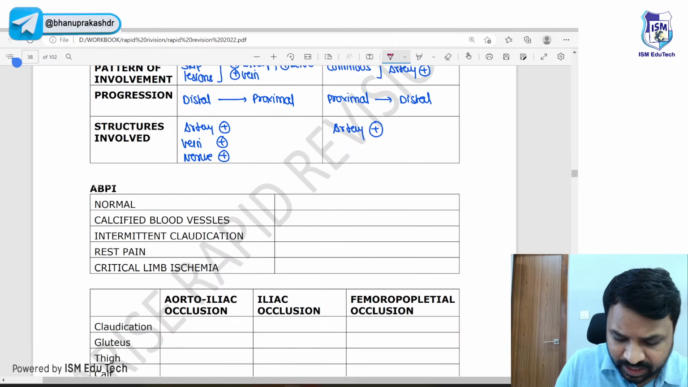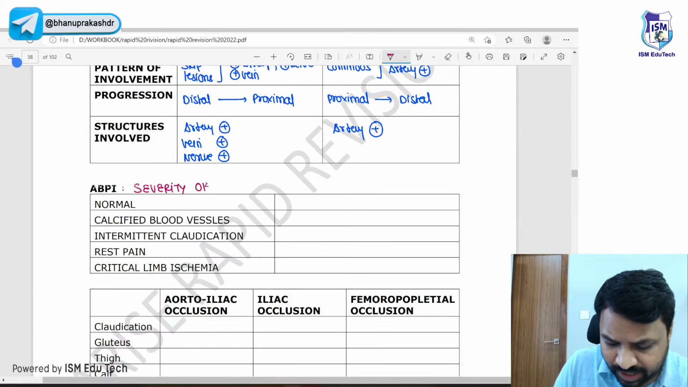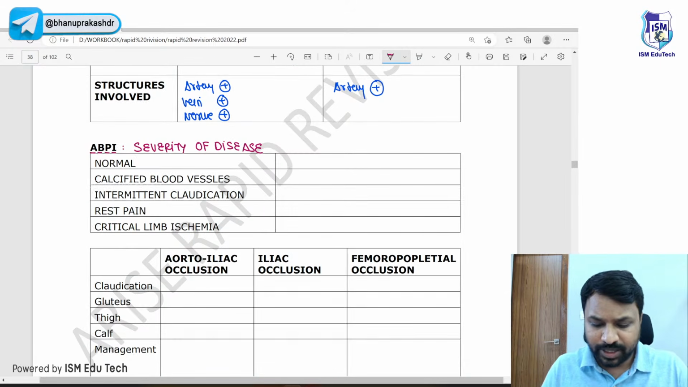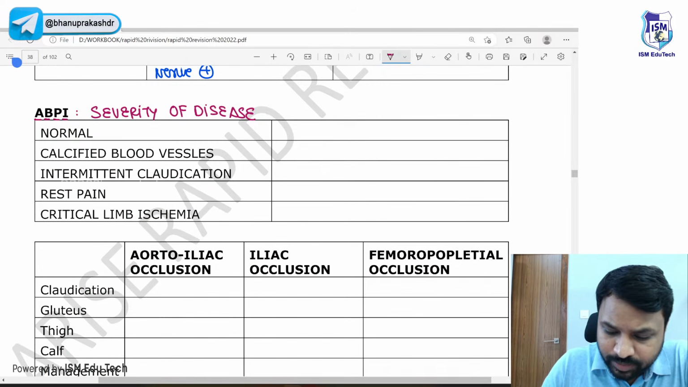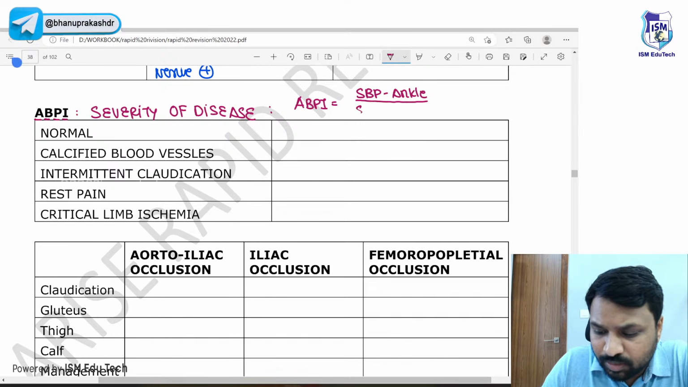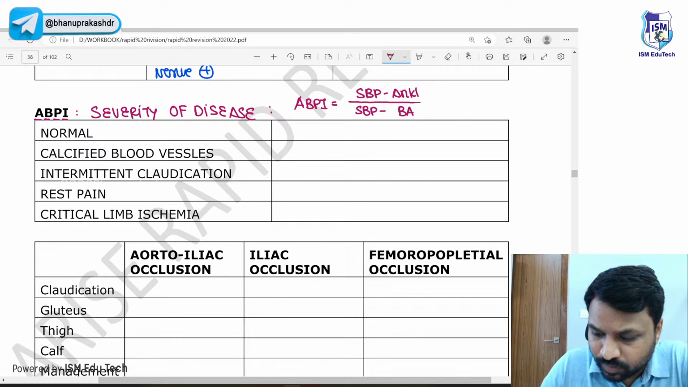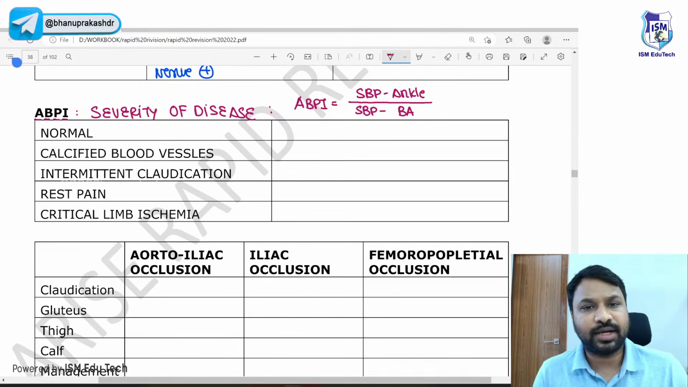Now, to assess the severity of the disease, we have an index called the ABPI, that is ankle brachial pressure index, right? How do you measure the ankle brachial pressure index? It is measured by the systolic blood pressure at the level of the ankle to the systolic blood pressure at the level of the brachial artery.